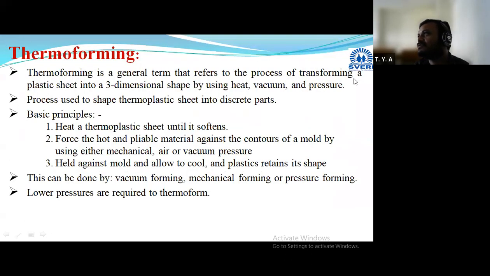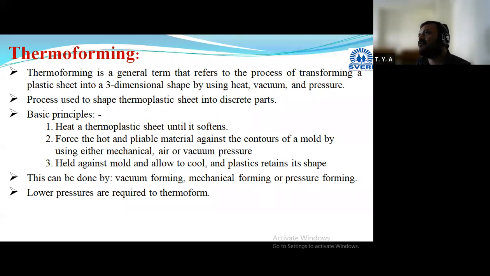So this is the thermoforming process. If you have any query, please ask me. This is the last processing method for these plastic materials.